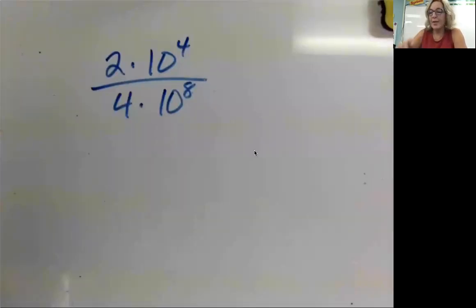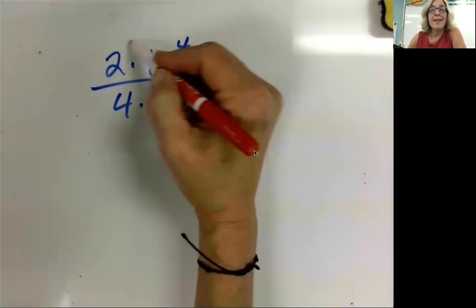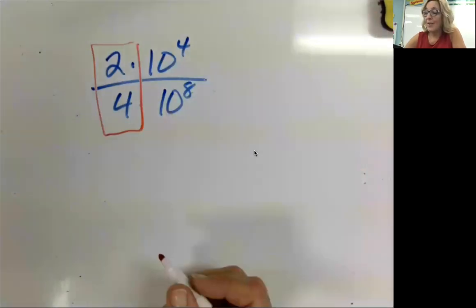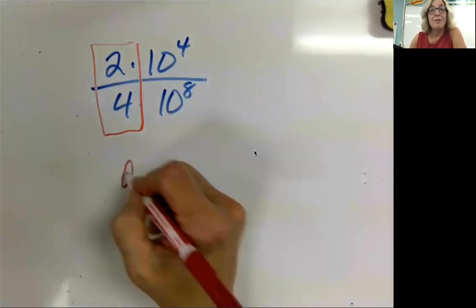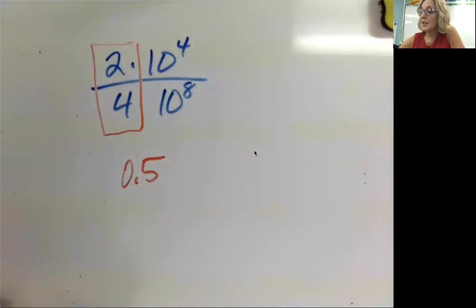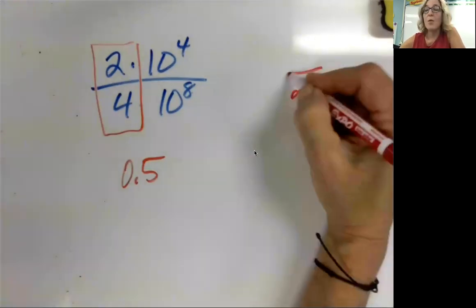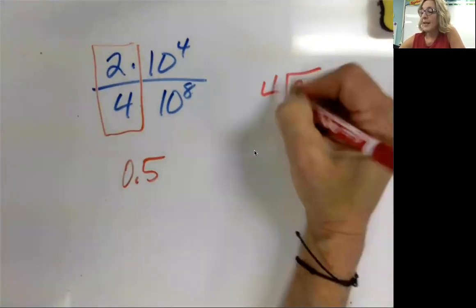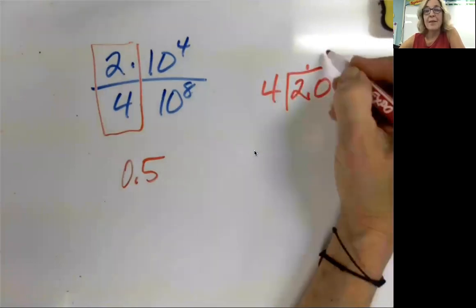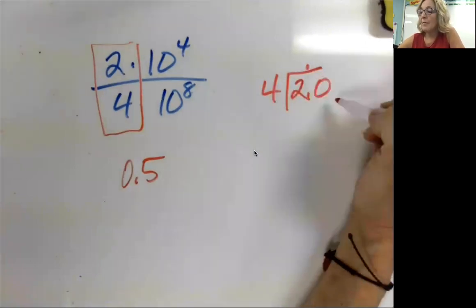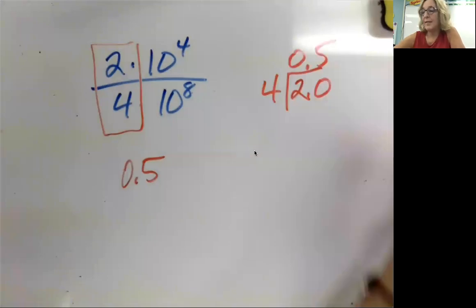All right, let's try this one. 2 times 10 to the 4th divided by 4 times 10 to the 8th. Again, we're just really simplifying. 2 divided by 4, you might recognize that as 2/4, which is 1/2, which is equal to 5 tenths. Now, if you don't recognize that and you need to do the division, it's 2 divided by 4. We need to add a decimal point and a 0, and now 4 goes into 20 5 times. That's how you get 5 tenths there.